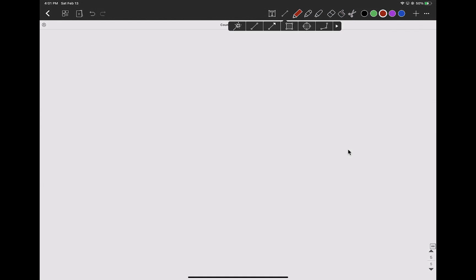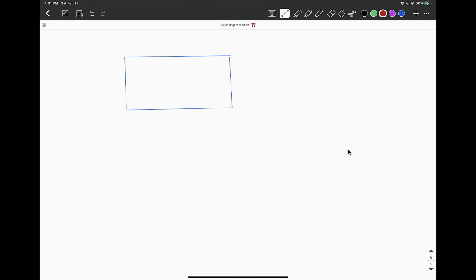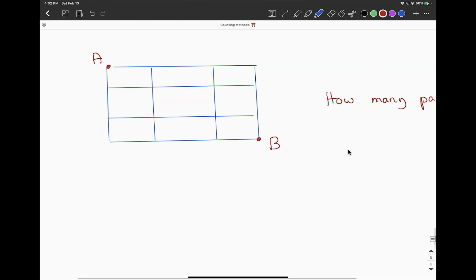And this is precisely the kind of strategy that we're going to need when we start, say, giving you pathway questions. Let me just get a little quick diagram for myself. Nice and small. Traveling from A to B. How many paths are there? This is a really, really good arrangement question, permutation question. And I'll try to explain to you why.